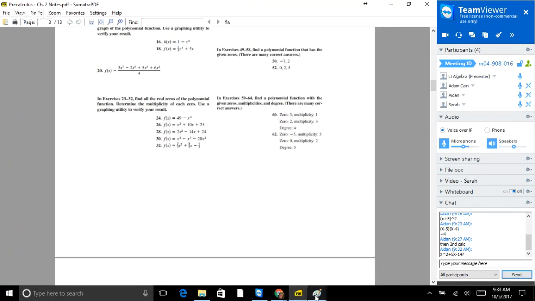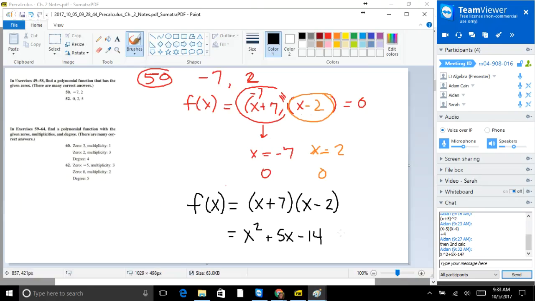Okay, let's do another one since I messed up explaining that one. Let's see if we can do the next one. I bet you guys can do this without me. So number 52.